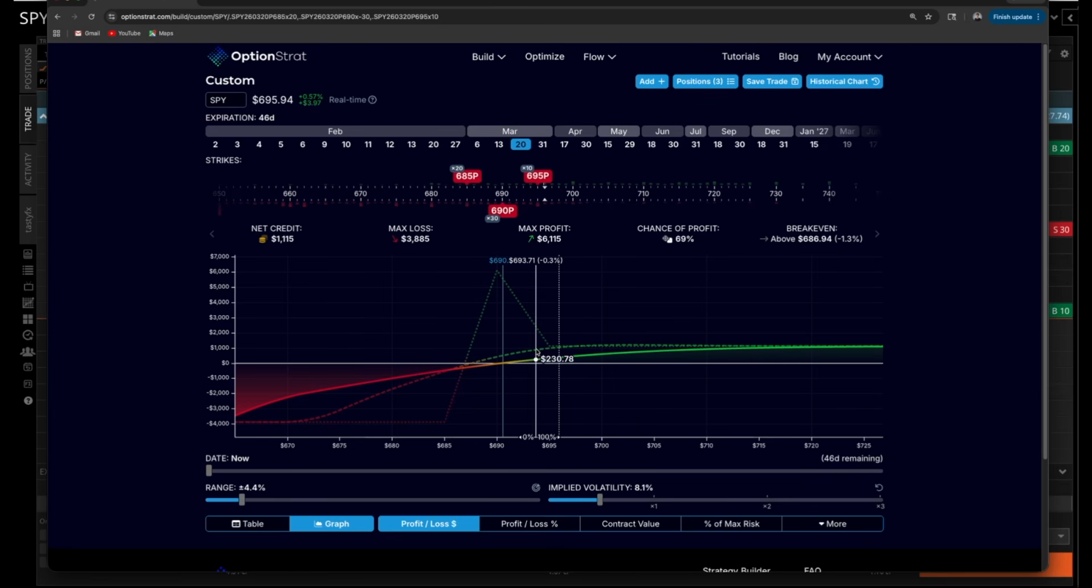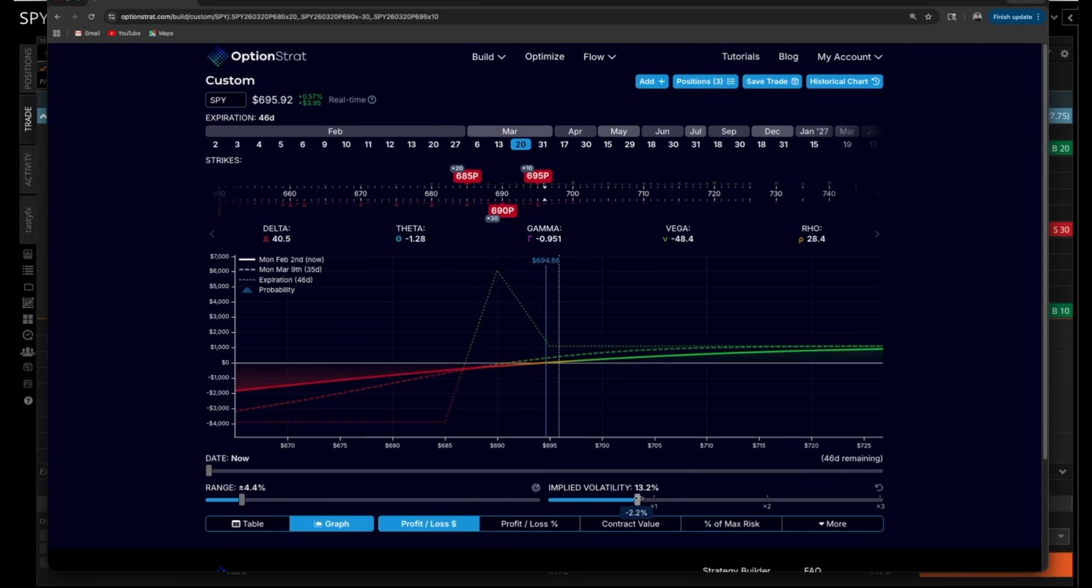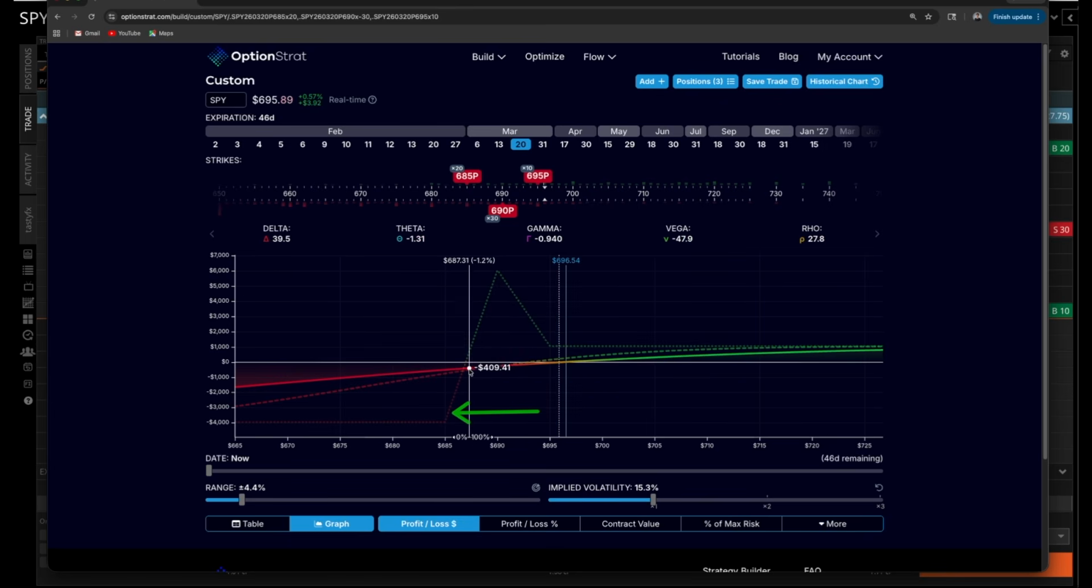And we know that this is a positive delta structure, and we're short more put credit spreads than what we are long in put debit spreads. So we would expect that a downward price move in SPY early in the trade would hurt the overall position. And when we slide the slider over, we can see that the T plus zero line is negative here, but the line is fairly flat.